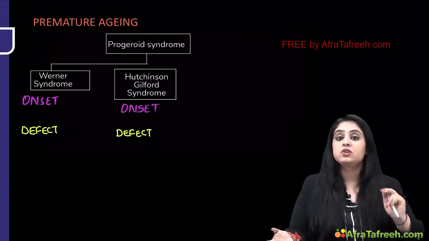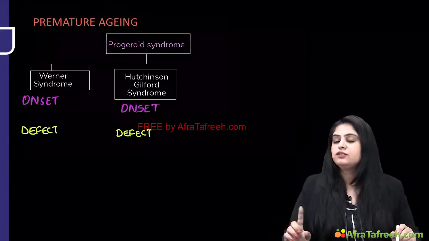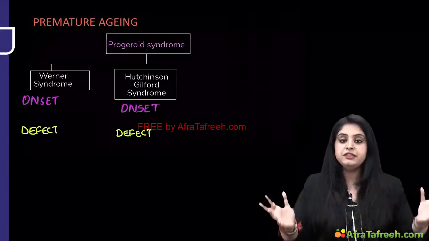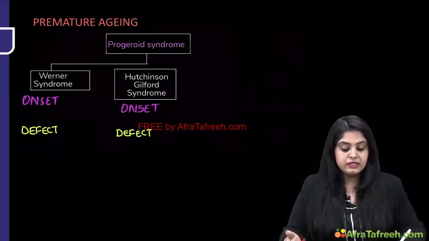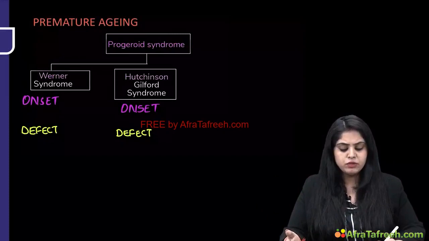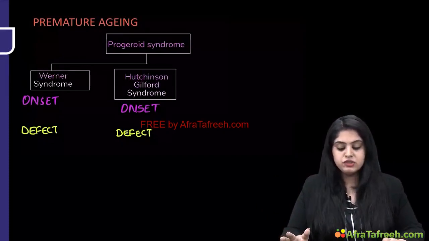Jokes apart, premature aging is genuinely a major disease. Progeria. Progeria is not one disease. Progeria is an entire syndrome of diseases, progeroid syndromes. Okay? And progeria is of many types. I've got you the two most important ones. One is Werner's and one is Hutchinson-Gilford.